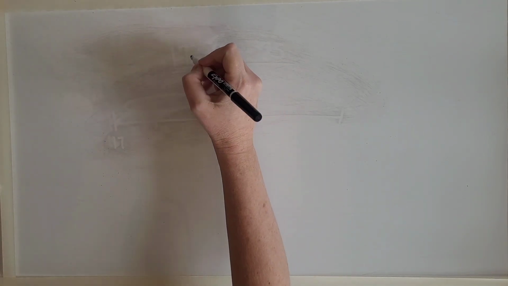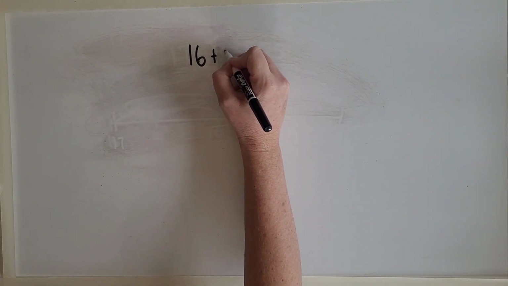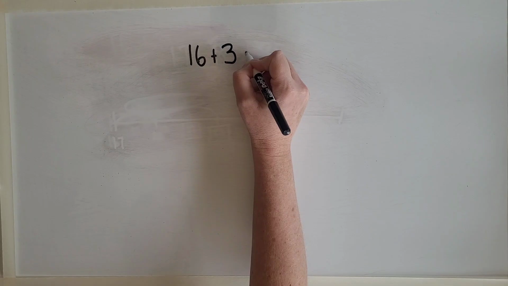Today we're going to add on an open number line. And we're going to start with something very simple, 16 plus 3.